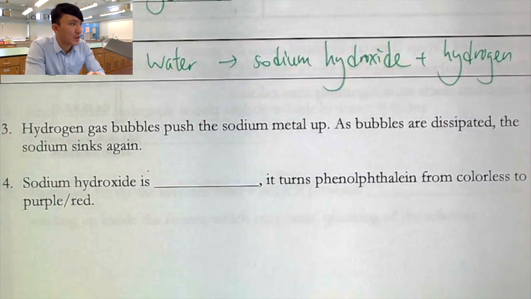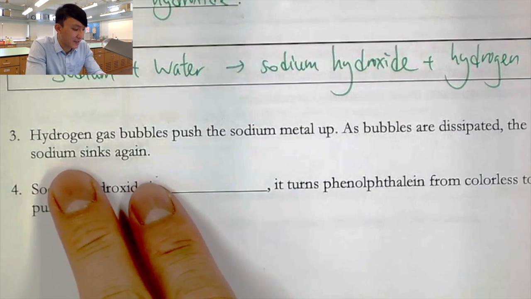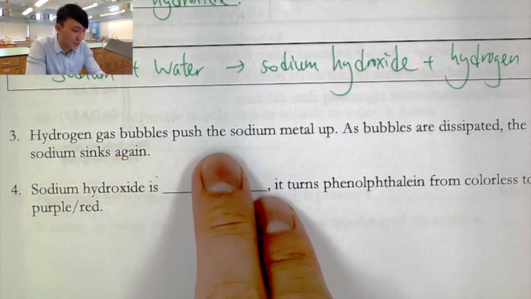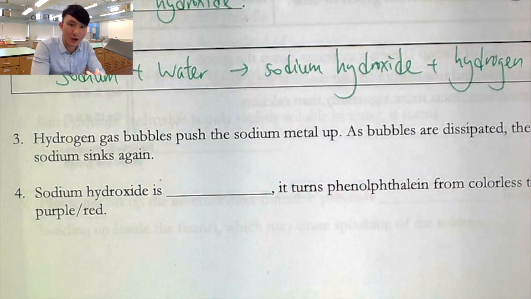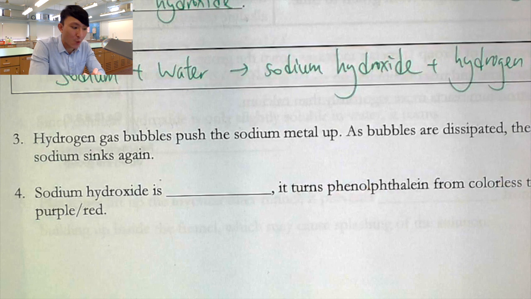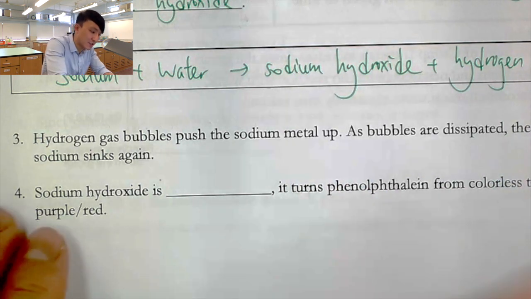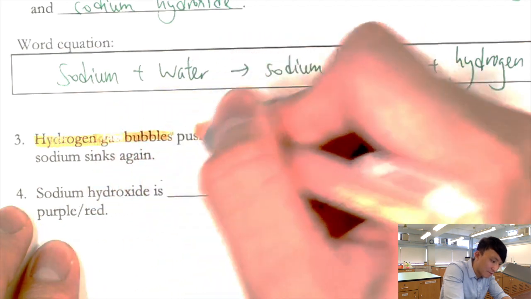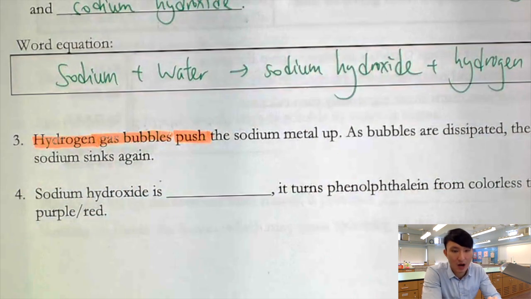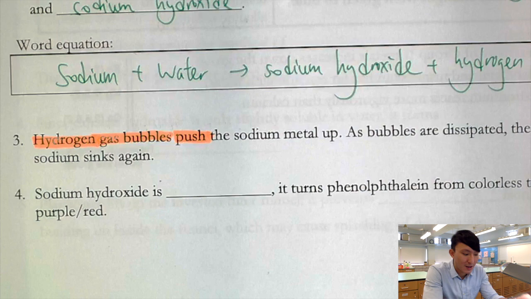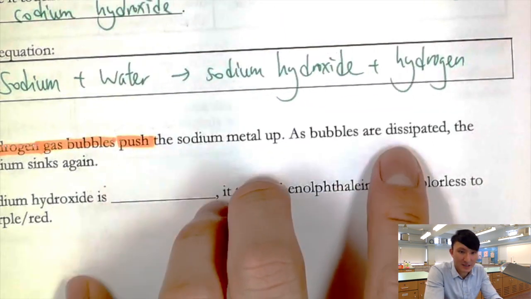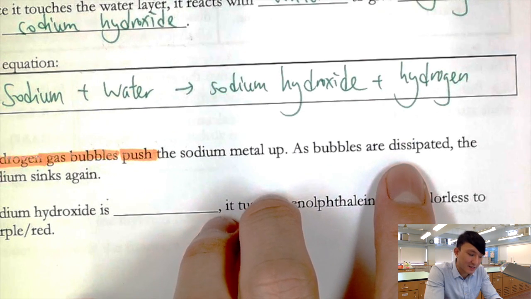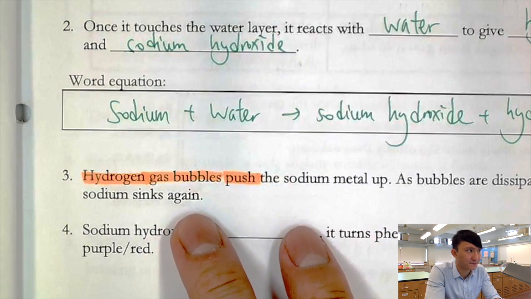Okay, so the third sentence here, hydrogen gas bubble pushes the sodium metal up. Now this is very important, because if you are asked to explain why the sodium goes up and down, then you must tell me that it is the hydrogen gas bubble that pushes the sodium metal up. Okay? And once the metal reaches the top and the bubbles are dissipated, then the sodium sinks again. Okay?